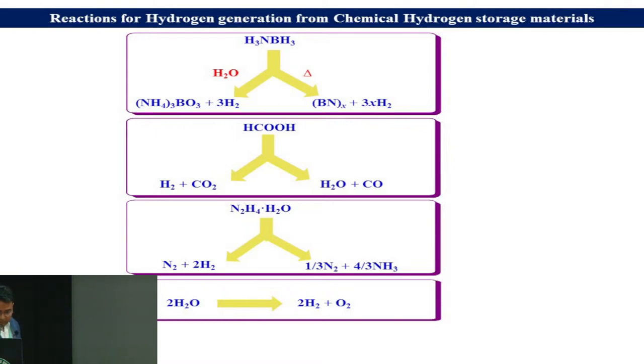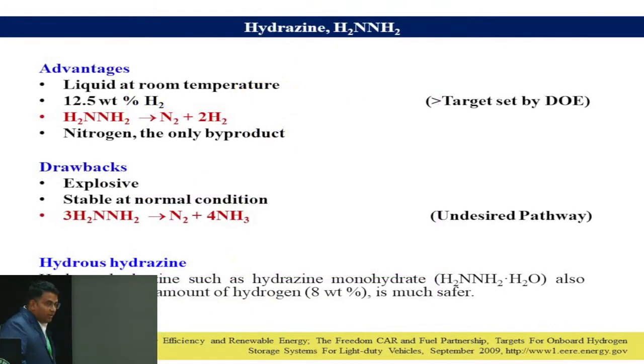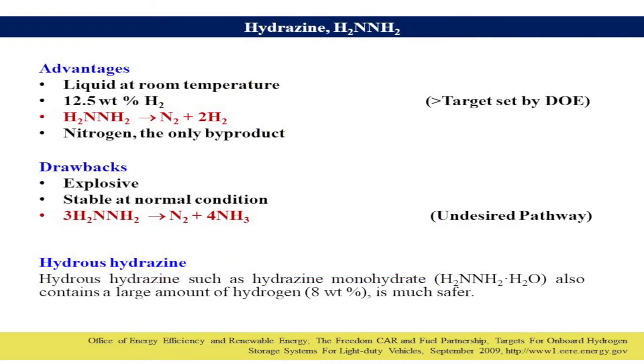So my work, which I am going to discuss today, is basically on hydrazine. The advantage of using hydrazine to produce hydrogen is that it is liquid at room temperature, so we can use it like normal petrochemicals to fill the tank. And it has a very high percentage of hydrogen. It can decompose to produce nitrogen and hydrogen. The byproduct is nitrogen, which is not reactive, so we don't need to worry about this byproduct or separate it. And another thing is that plenty of nitrogen is available in the atmosphere, so we don't need to worry about its collection also.